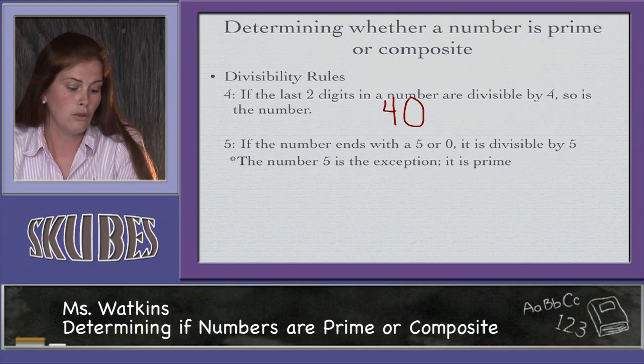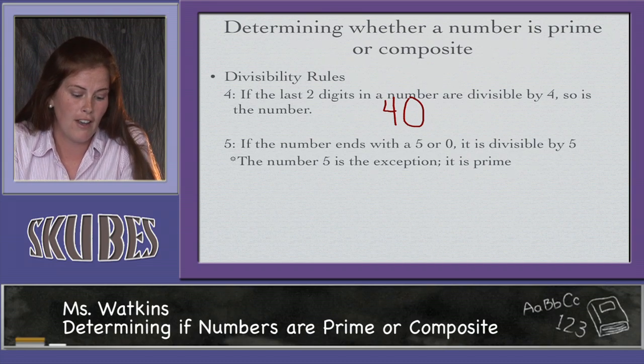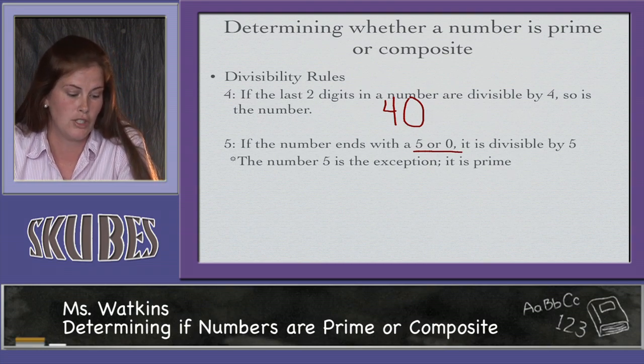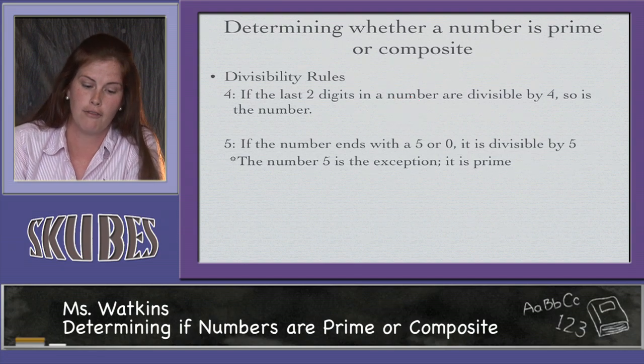The divisibility rule for 5: if a number ends with 5 or 0, it is divisible by 5. The number 5 is the exception. It is prime because 5 is only divisible by 1 and itself.